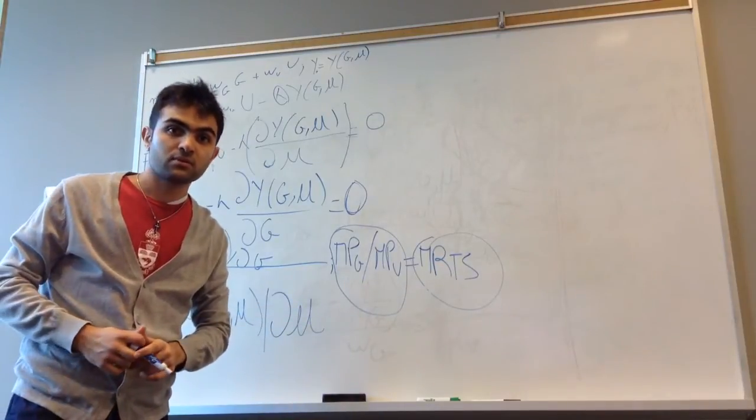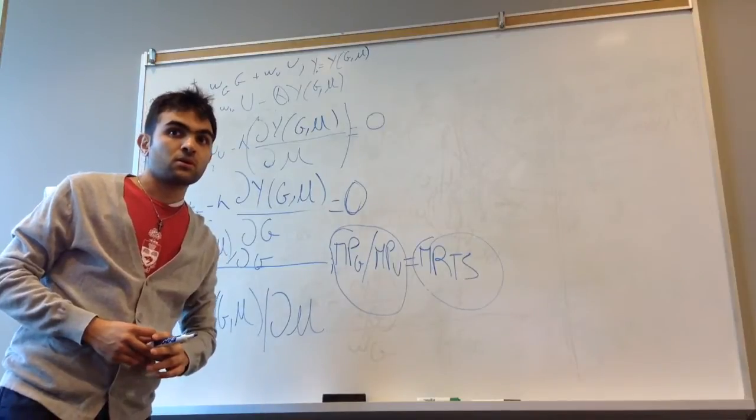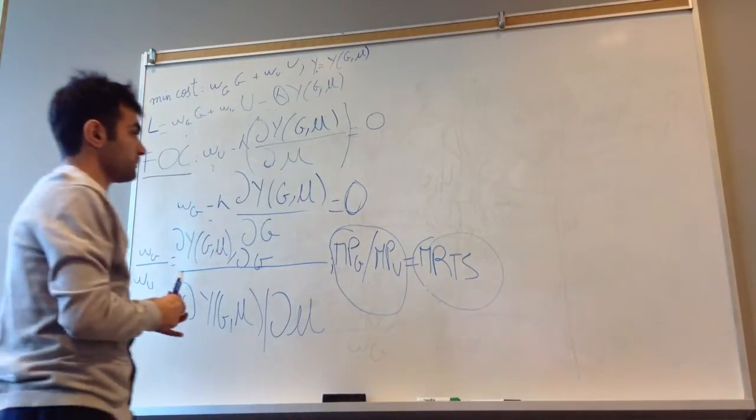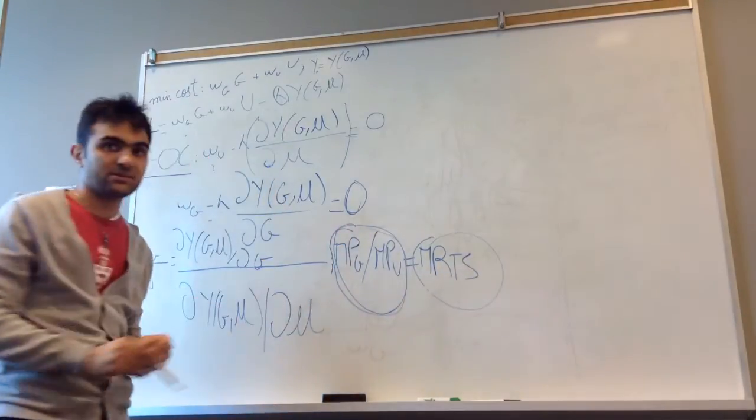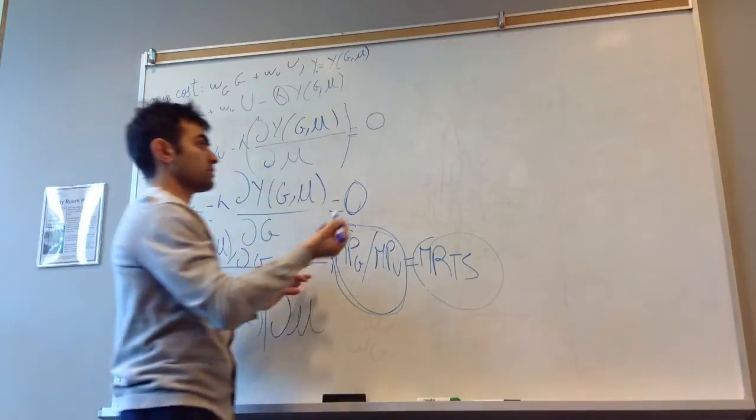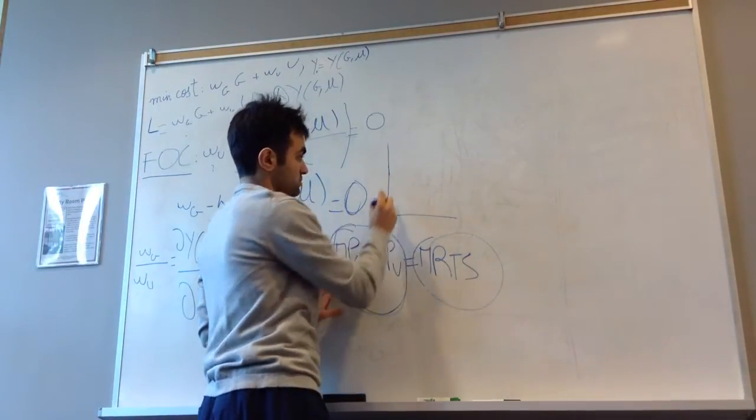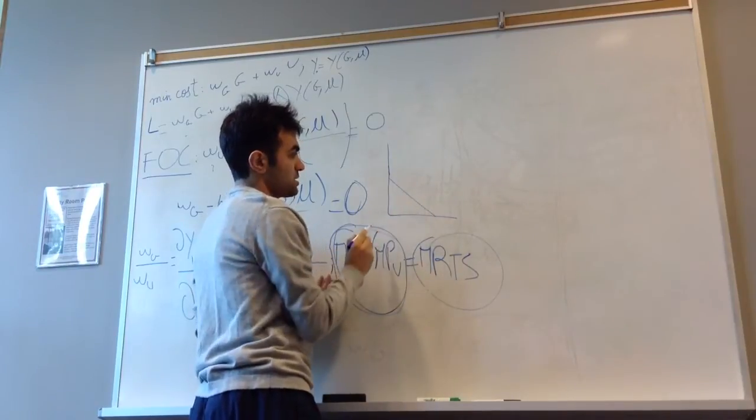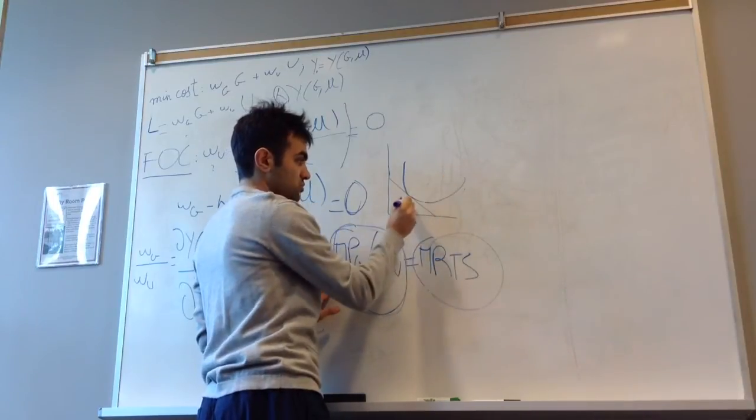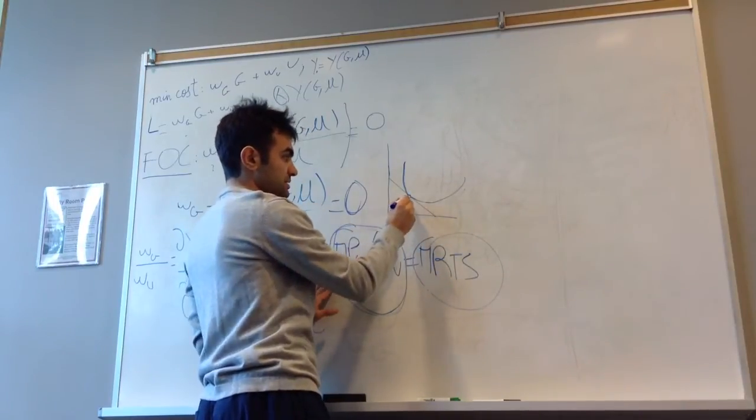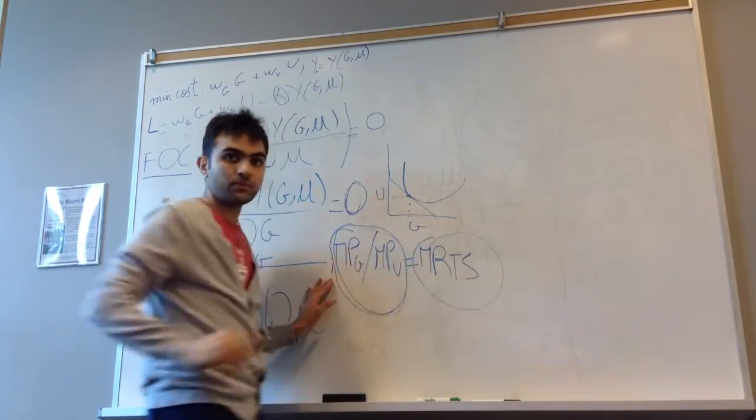Is that equal to anything in the graph? Oh, sorry, yes. This factor happens to be the slope of the budget line. And if you draw a graph of your budget line and your production function, when you equate those two at this slope here, this is the optimal point of G and U.